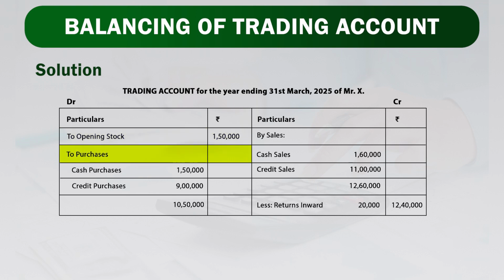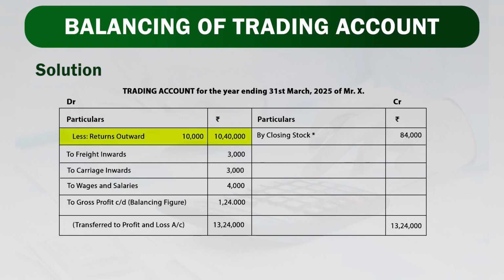Then we are having two types of purchases, cash purchase and credit purchase. Both are to be recorded at the debit side. Ultimately, we will have total purchase of rupees 10,50,000. Out of that, we have returned back 10,000 rupees goods. Therefore, the net purchase which we are having is rupees 10,40,000. Then we are having freight inwards of rupees 3,000, carriage inward of rupees 3,000, wages and salaries 4,000 rupees.